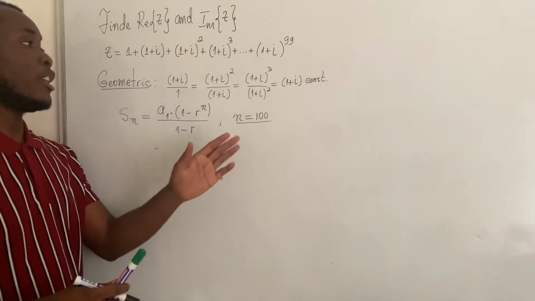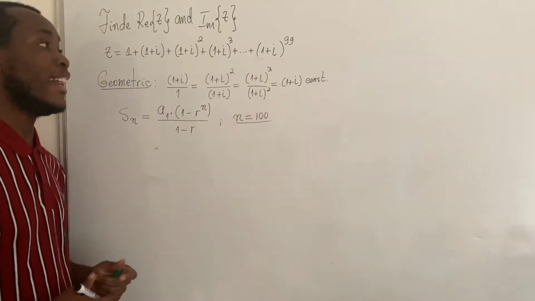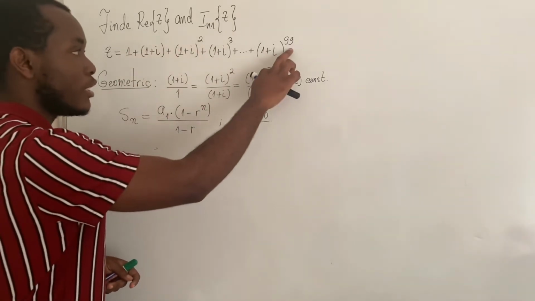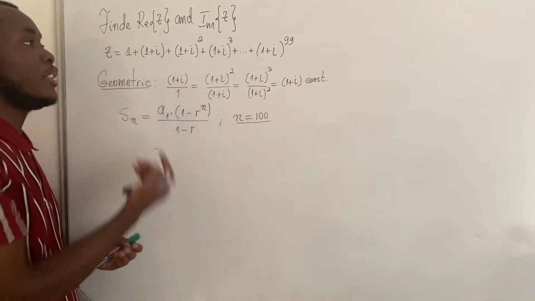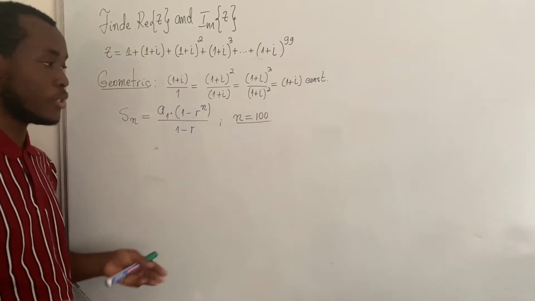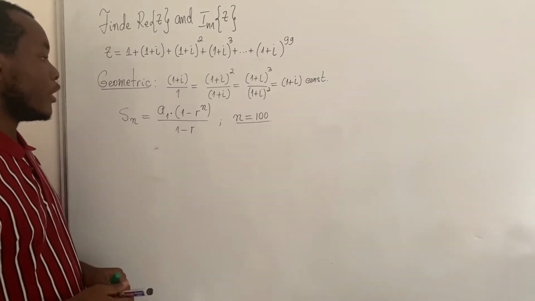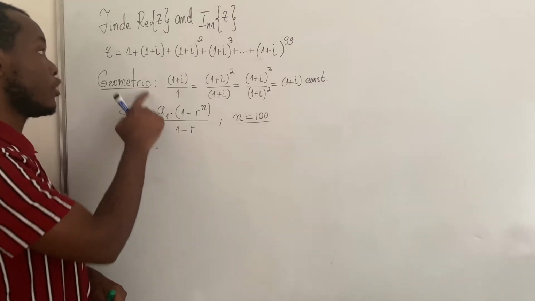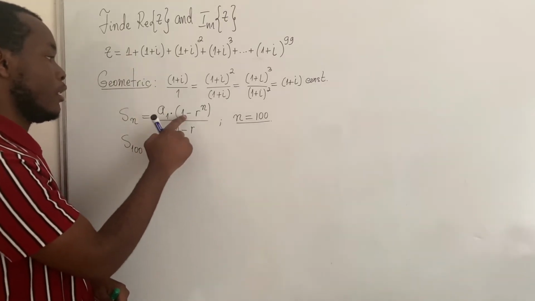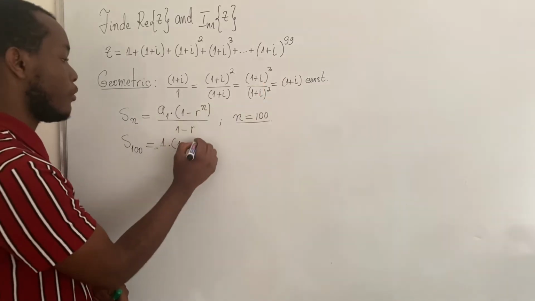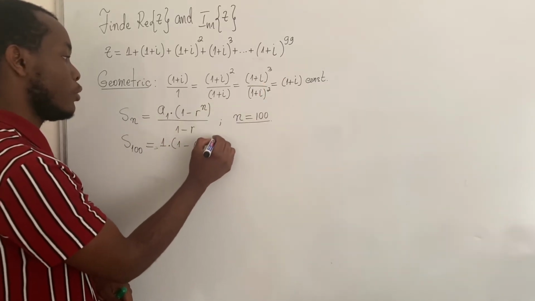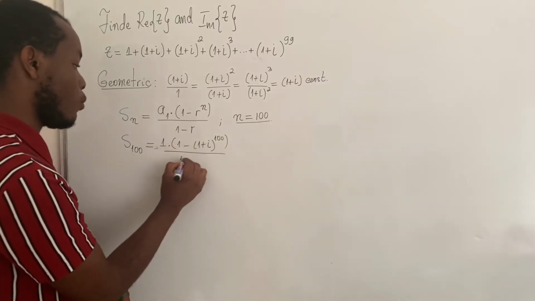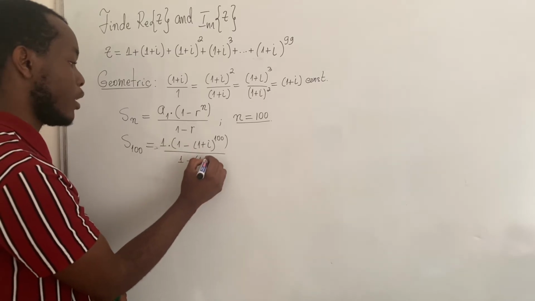Many will make the mistake of assuming that n is equal to 99, which is not 99, it's 100, because it's counting each term. If this is 99, this is 1, then definitely this is term 0, which is also considered. So n is equal to 100. So n being equal to 100, we're going to find S 100. The first term is 1 times 1 minus the ratio, which we found is 1 plus e, to the power 100, over 1 minus the ratio, which is 1 plus e.